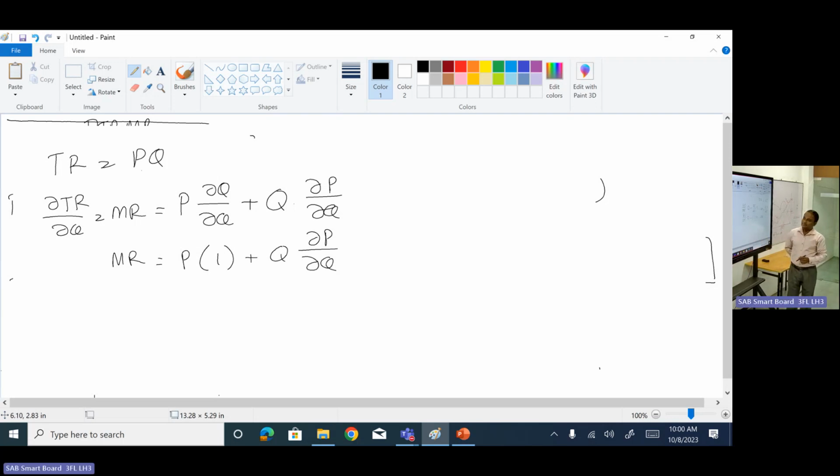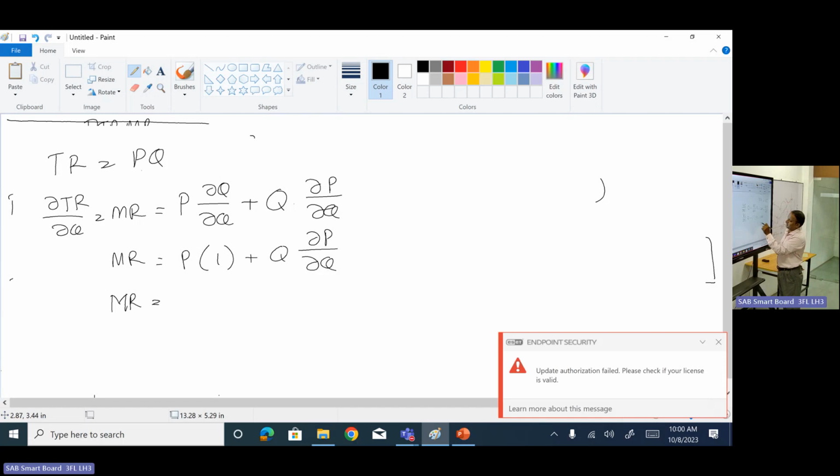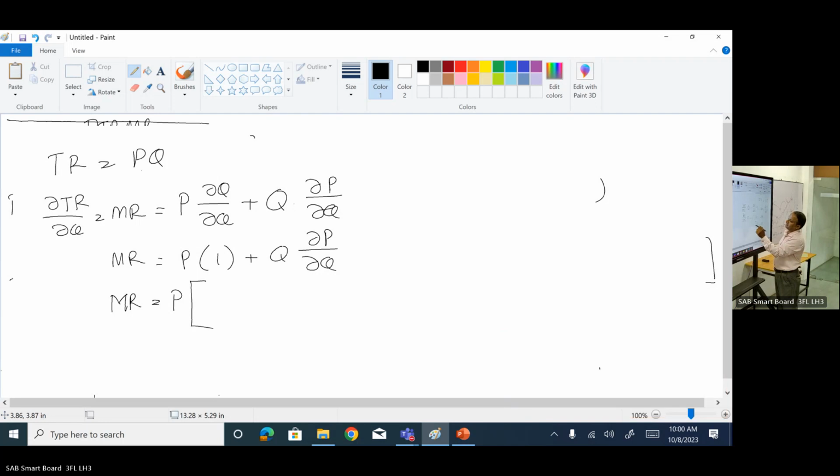What is the next step? We write that part, marginal revenue. We take the price as common, and we need to open the bracket. Here the 1, plus Q over P, ∂P over ∂Q, inside the bracket.